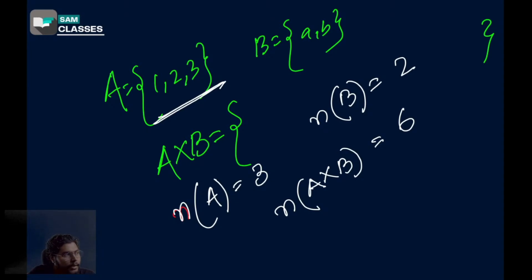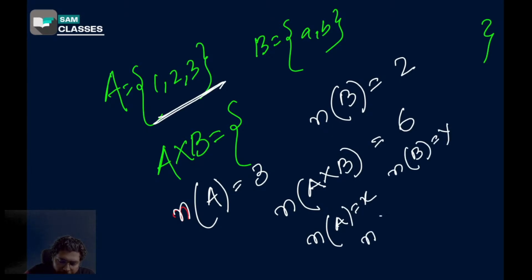Yes or no? Now we'll get a general formula. What is the general formula? If the number of elements in A is x and the number of elements in B is y, then the number of elements in A cross B is x into y. Any doubt, anybody? Yes, no in the chat section. Come on fast.